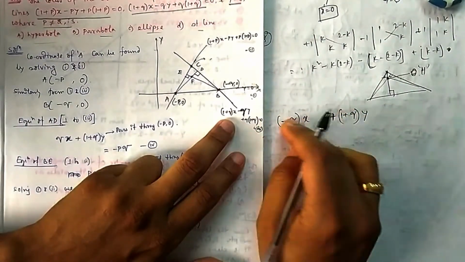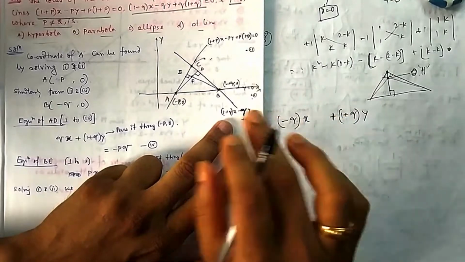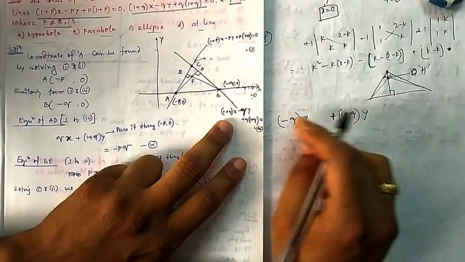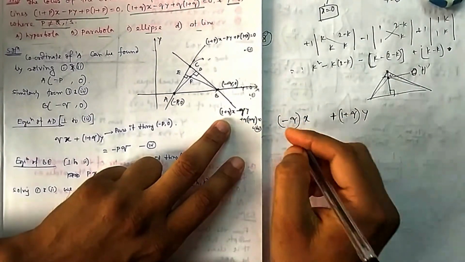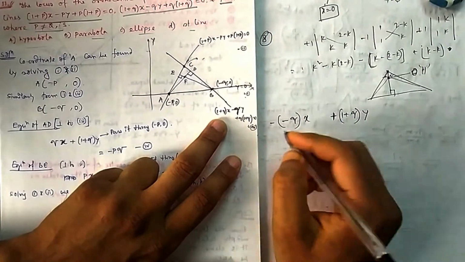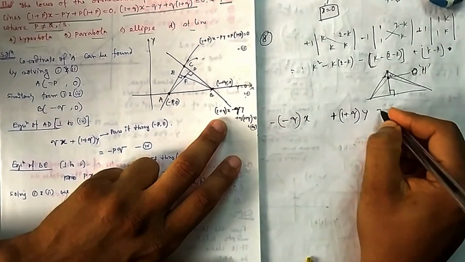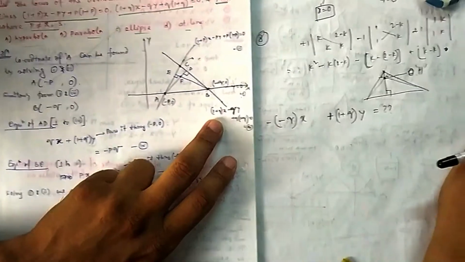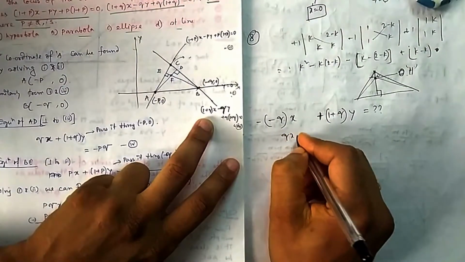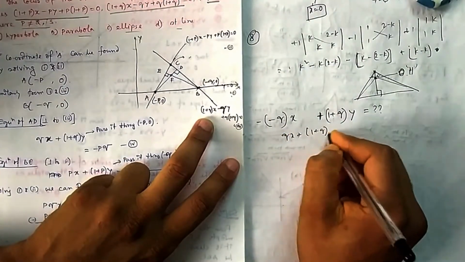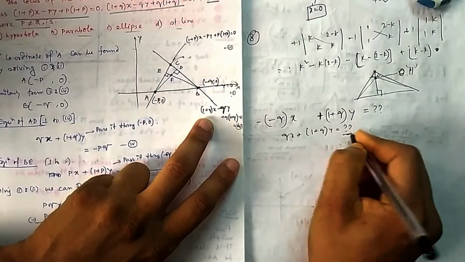Now what is your job? You have exchanged the coefficient. Now your job is to change the sign of one of these, either this one or this one. So we will do it accordingly. So you put a minus here so that it will look good, and then there is a constant. So it will be qx plus 1 plus q y equals some constant. So how to find this constant?